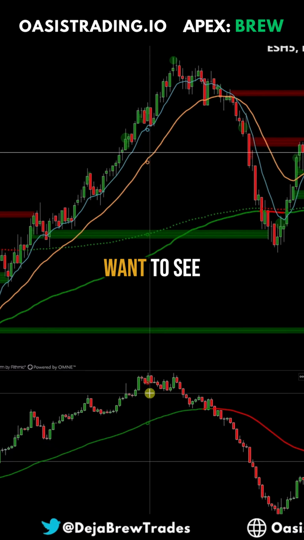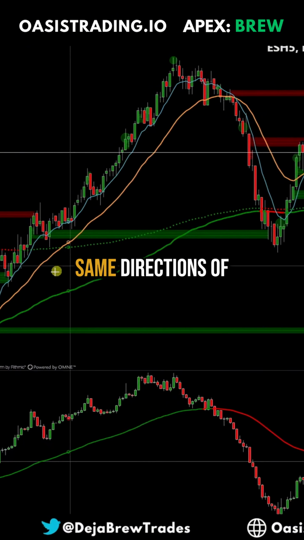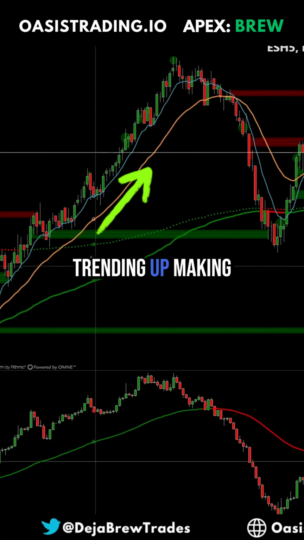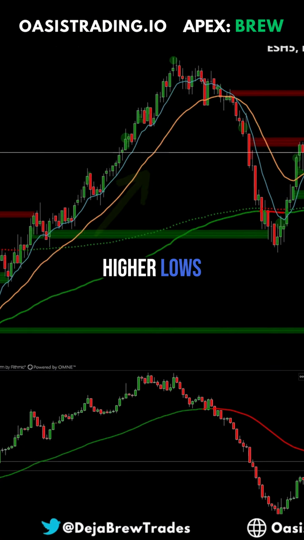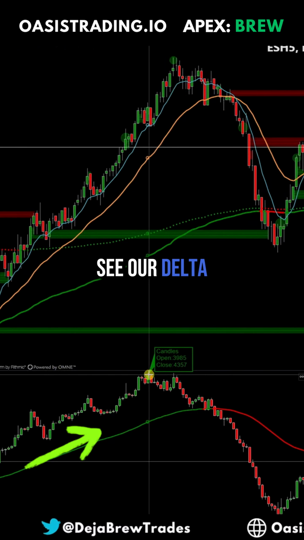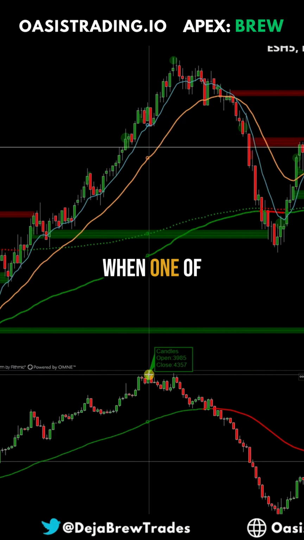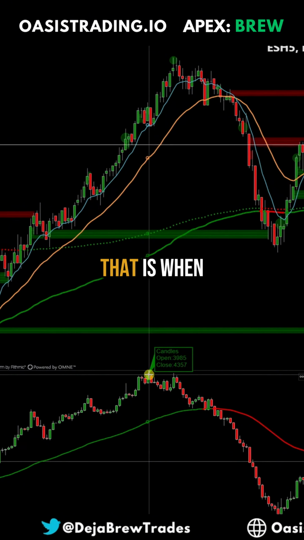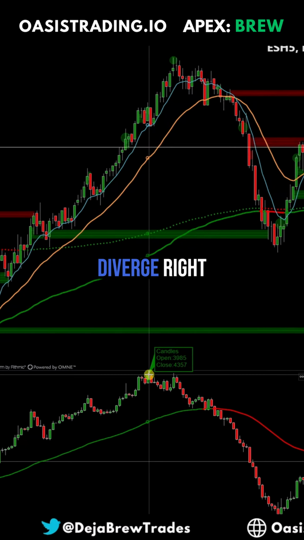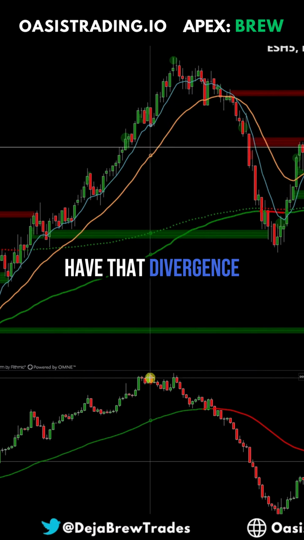So, typically, we want to see these moving in the same direction. So if price is trending up, making higher highs and higher lows, we want to see our delta trending up, making higher highs and higher lows. When one of them starts to break away from the other, that is when it begins to diverge, right? You begin to have that divergence.